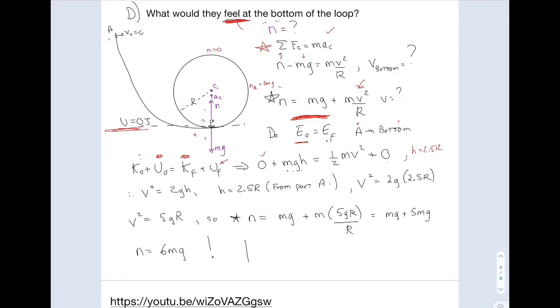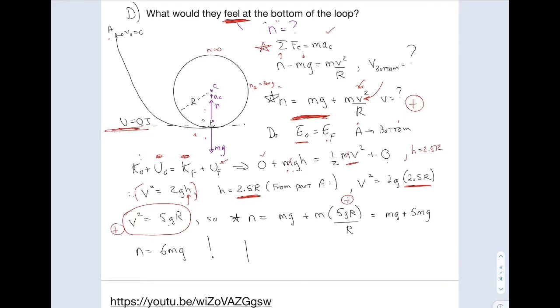So I have mgh is this. I can cancel out the m's and I get v squared is 2gh. But h is 2.5 r. So right here we have an h, I'm going to put in 2.5 r. So 2 times 2.5 is 5. So right here where I have the v squared, I'm putting that in.